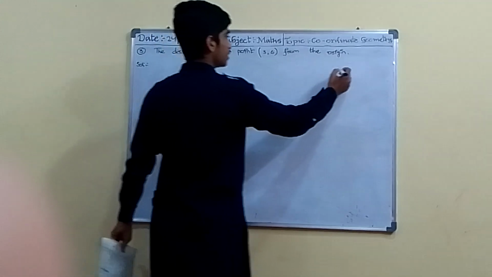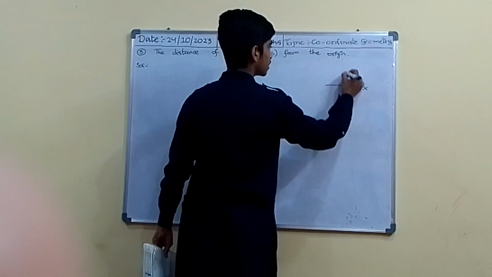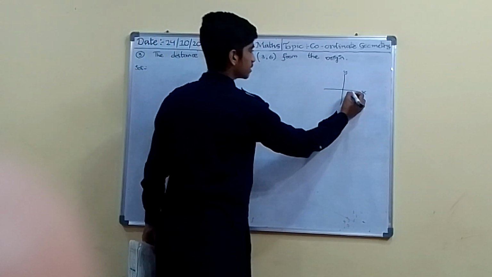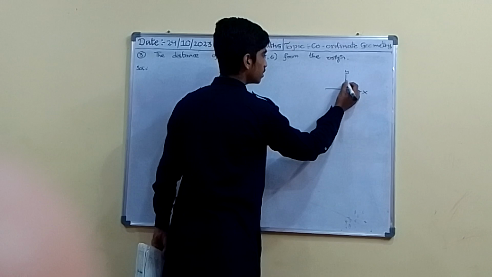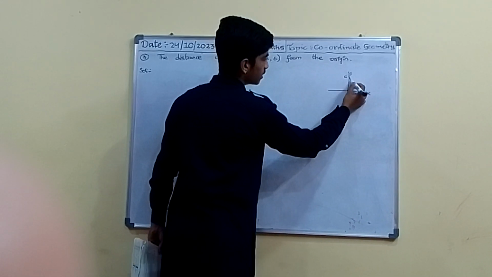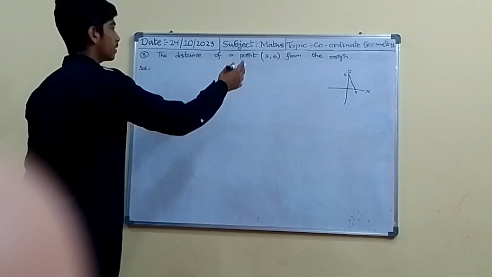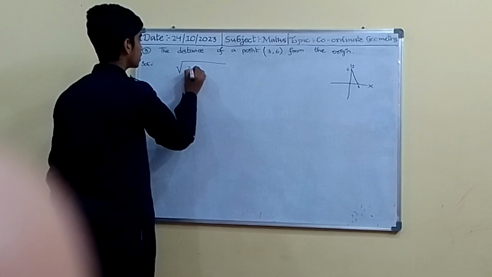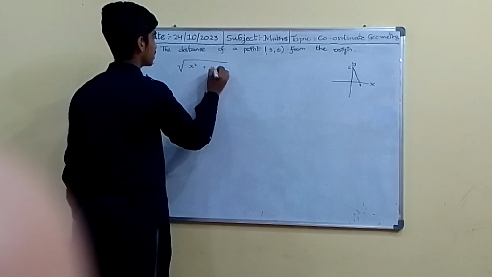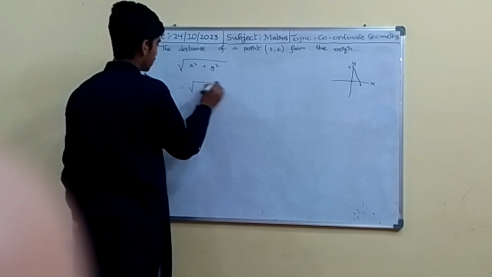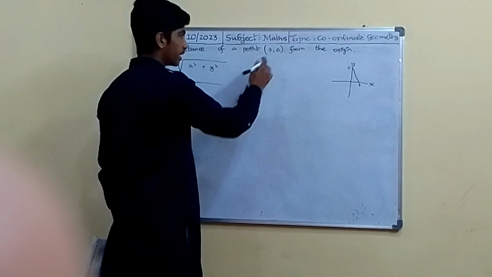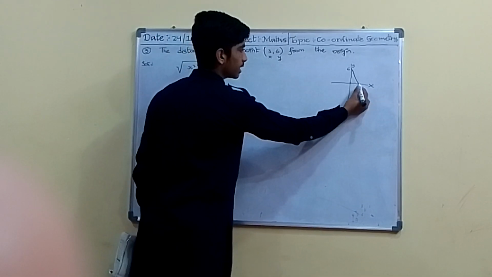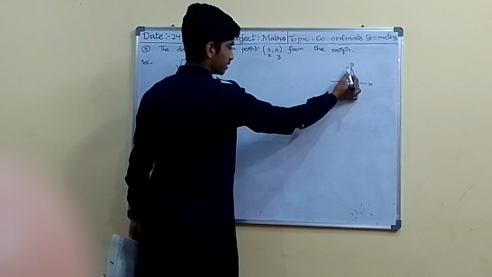It means this is the y-axis and x-axis. This is the origin. The point is given as 3, 6: 1, 2, 3 on the x-axis and 1, 2, 3, 4, 5, 6 on the y-axis. So we have to find the distance of this line. The formula for the distance of a point from the origin is the square root of x square plus y square. This is the formula. Here what is the x value? The first value is taken as x and the second value as y. See, x on the x-axis and 6 on the y-axis.